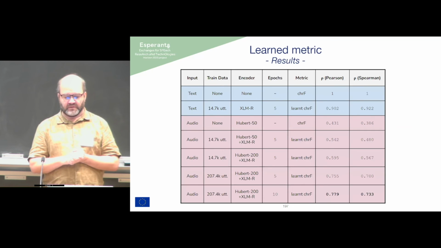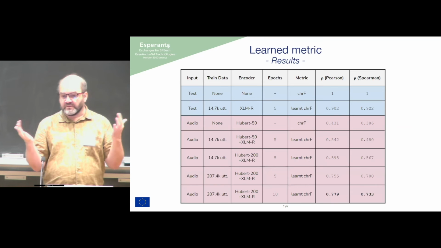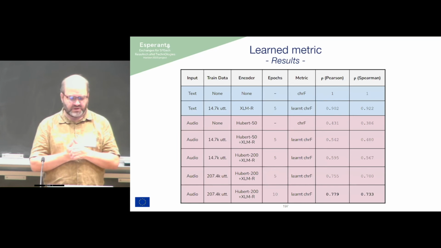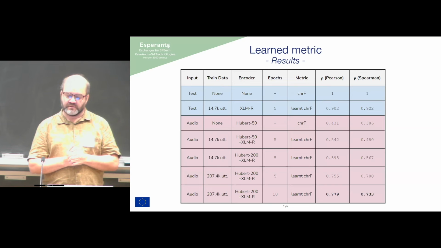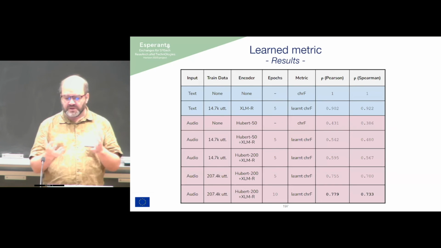So the results we have. The first line is the reference, the chrF on text. The second line is where you take the XLM-R to predict the metric, to see if XLM-R is actually capable of predicting a chrF. And the answer is yes, because you have 0.9 correlation on Spearman and Pearson. So that means XLM-R is capable of predicting that kind of metric.